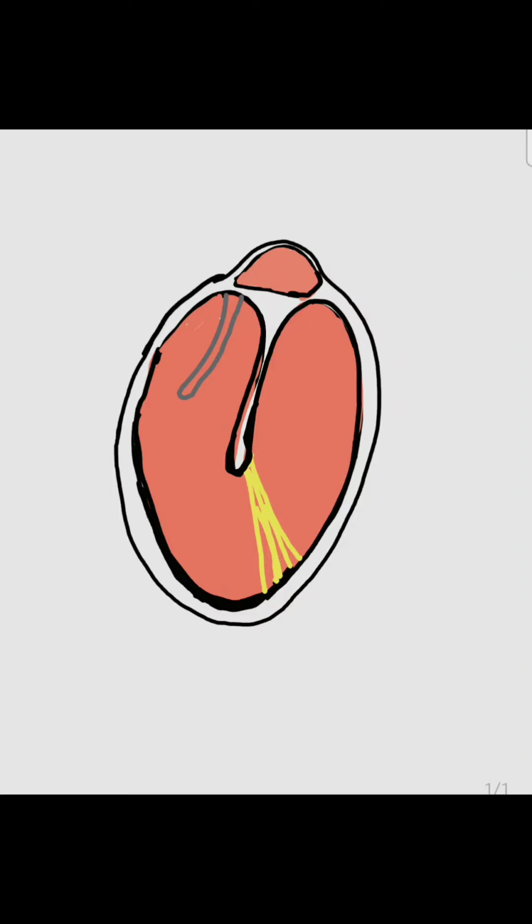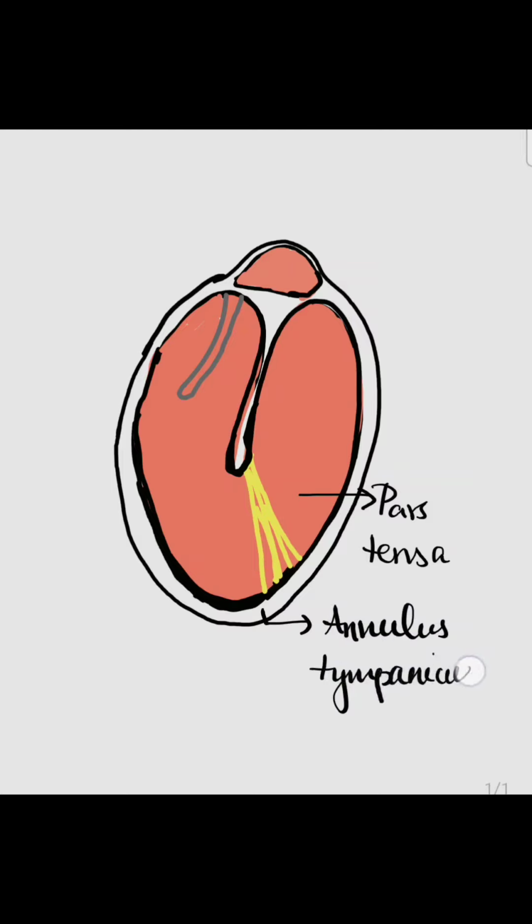The tympanic membrane is divided into two parts. The first part is pars tensa. So what is pars tensa? It is the larger part of the tympanic membrane. Peripherally, the pars tensa is thickened to form the annulus tympanicus, which is set in a bony groove called the tympanic sulcus. This groove is deficient above to form a notch. The notch is called the notch of Rivinus.